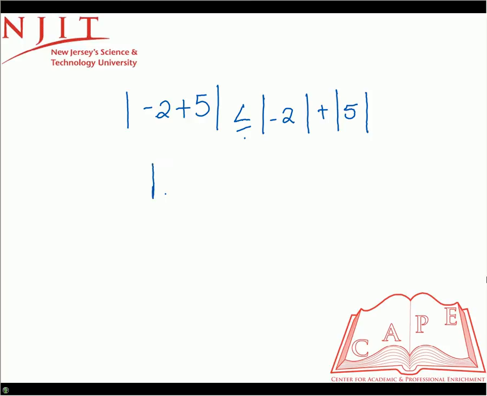So let's try it. So if you have negative 2 plus 5, here you get the absolute value of negative 3. Absolute value of negative 3 is 3. And on the other side, we have the absolute value of negative 2, which is 2. Absolute value of 5 is 5. 2 plus 5 is 7. 3 is obviously smaller than 7. So that's what that property does. And it's known as the triangle inequality.